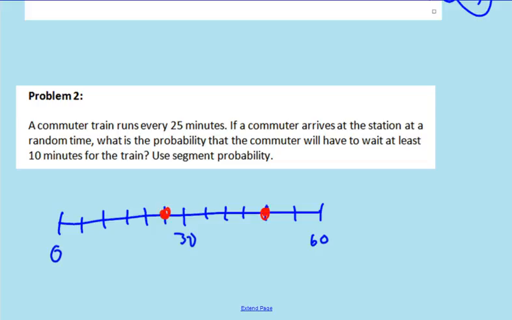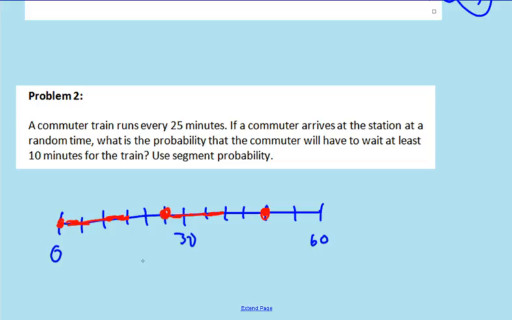So the parts that would be waiting at least 10 minutes for the train. Well, let's say you got on right here. This would be 10 minutes. So 10 minutes would be here. But like 25 minutes ago, this would have been another one. So anywhere from here to here, you'd have to wait at least 10 minutes. Actually, it'd be anywhere from here to here, because once it leaves, then you have to wait more than 10 minutes until here. Same thing would be here. Then you have to wait more than 10 minutes right here.